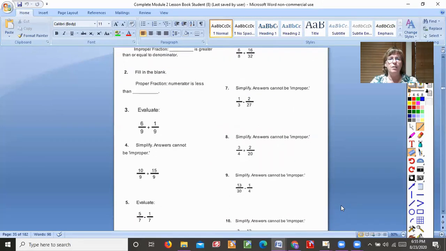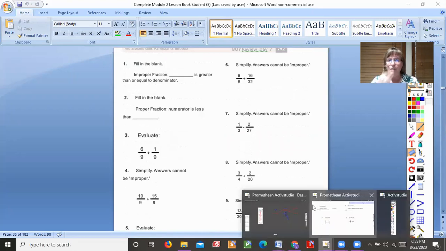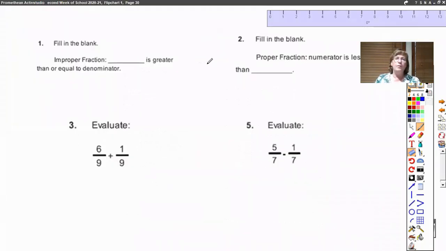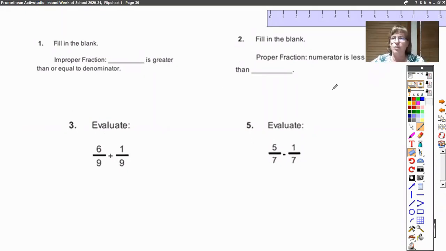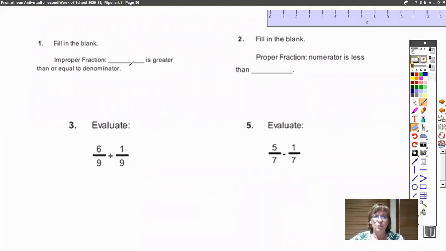Okay, so you're going to need to go to page 28, and then I went ahead and I moved some of these over here for us to work on. So you need to be on page 28, and we'll come over here. Okay, so the first one here, this is kind of important because it's vocabulary that I want to make sure you understand. I want you to know the difference between an improper fraction and a proper fraction. So let me move my video. So I need to make sure that you understand that.